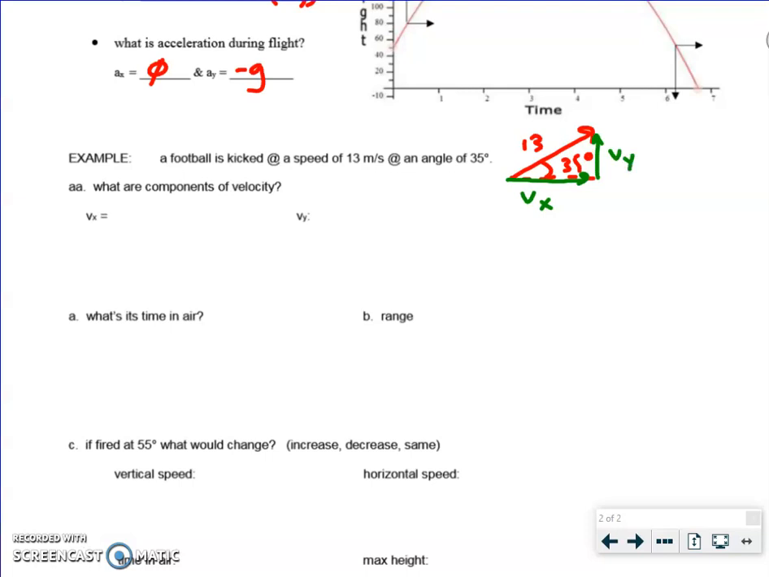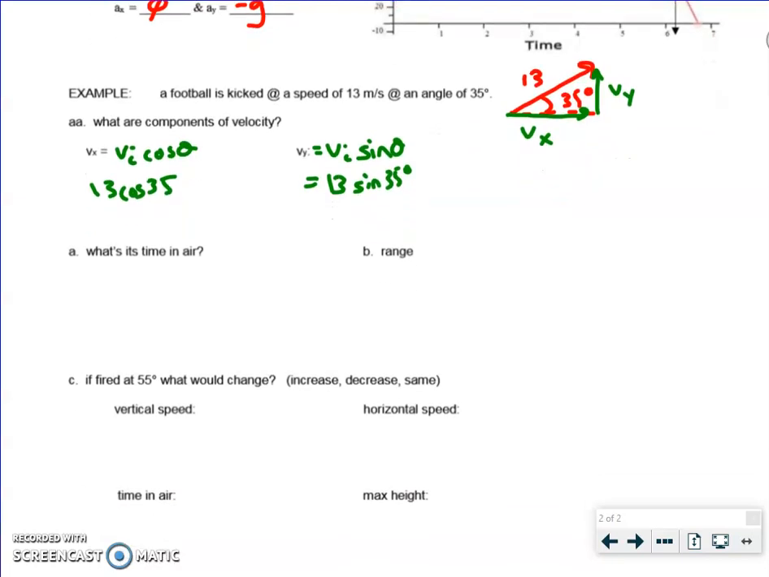I can say Vx is equal to Vi times the cosine of the angle, and Vy is equal to Vi times the sine of the angle. So you can put in Vx equals 13 cosine of 35, and Vy equals 13 sine of 35 degrees. Make sure you're in degree mode. I'll let you calculate that out, okay? So you can plug in the numbers and then use them for the rest of it.